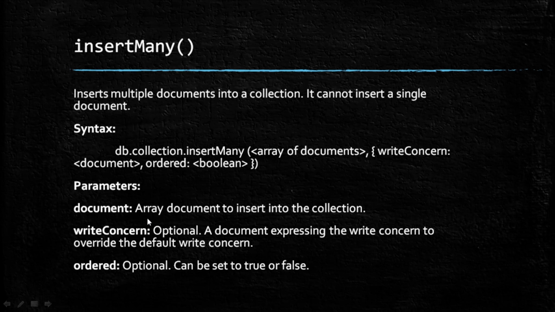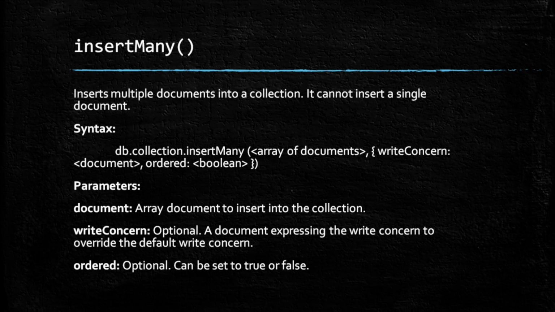The document parameter allows an array of documents to be inserted into the collection. Write concern is an optional parameter, a document expressing the write concern to override the default write concern. Ordered is an optional parameter. It can be set to true or false. Now we will go to our MongoDB shell to understand this method.